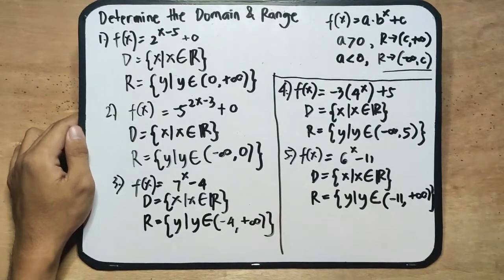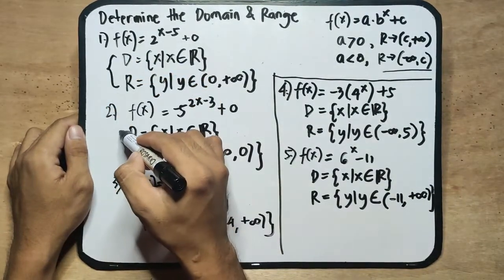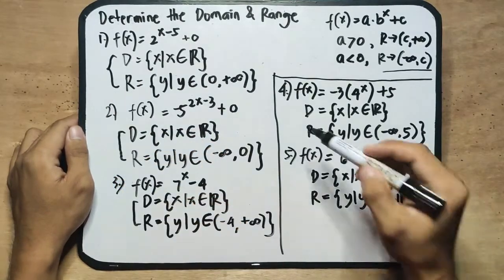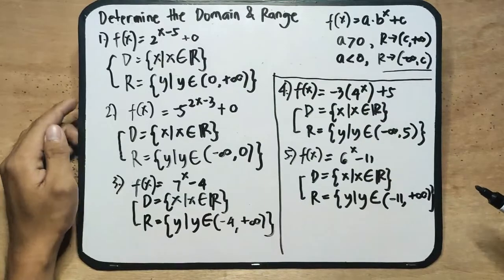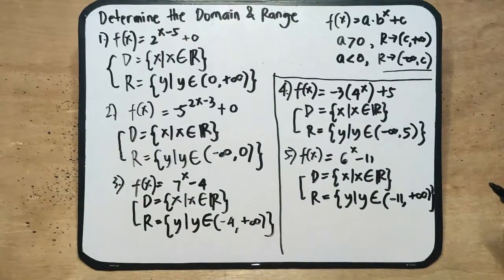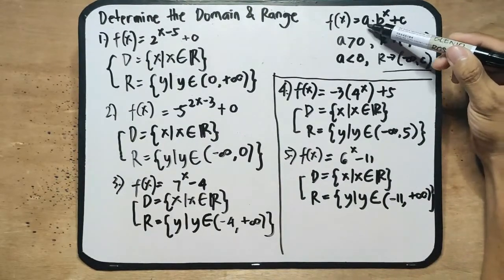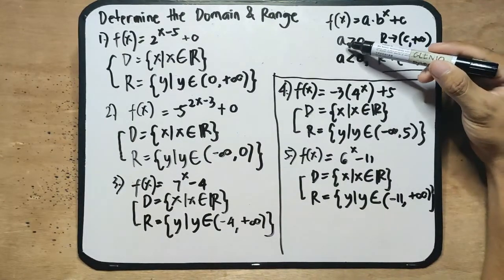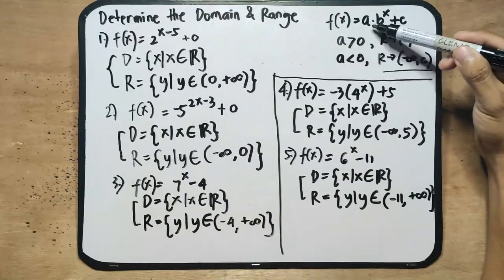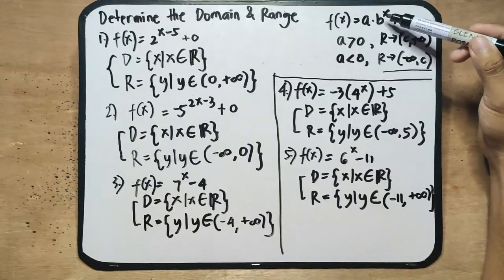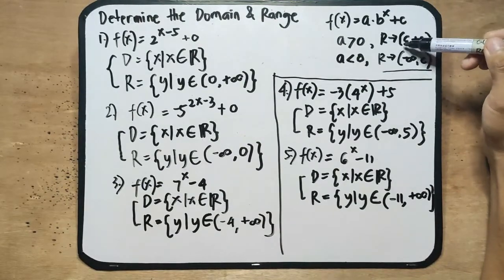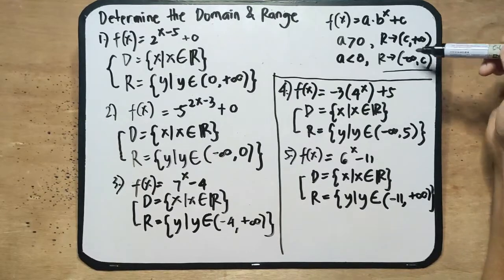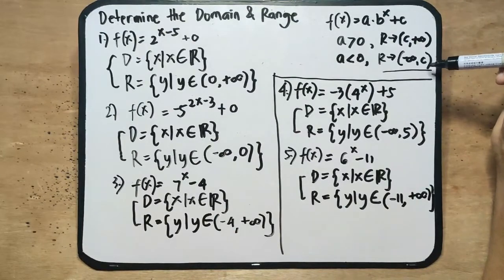So, here are our answers. The domain and range for the first item, the second item, the third item, the fourth item, and the fifth item. So, take note, when we are talking about exponential functions, laging ang domain niya ay set of real numbers. Kapag range naman, nakadepende yan sa value ni a at value ni c. Kapag mas malaki kay 0 or kapag positive yung value ni a, yan yung number na nasa tabi ng term na may exponent na variable, ang kanyang range ay yung interval na from c to positive infinity. Pero kapag negative yung value ni a, ang range niya ay from negative infinity to c. Understood?